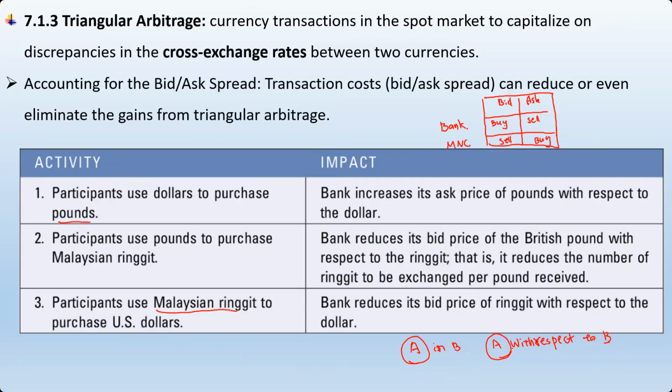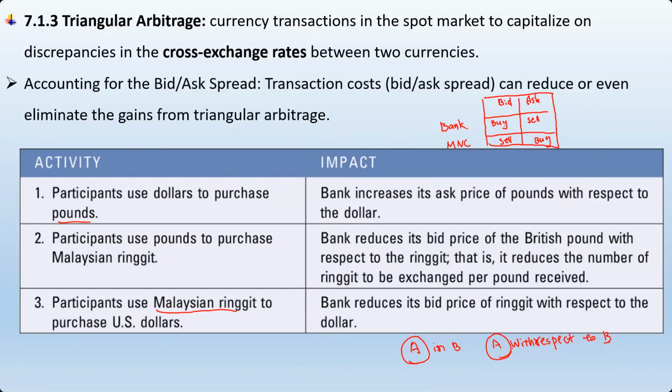The participants, in the second step, use pound to purchase Malaysia ringgit, because we quoted pound in Malaysia ringgit. So when we use pound to purchase Malaysia ringgit, it means that we sell pound at the bid price. The bank is going to reduce its bid price of British pound with respect to the ringgit. And finally, we sell Malaysia ringgit, so we sell at the bid price. So that's how the bid and ask prices change accordingly for those transactions, right?